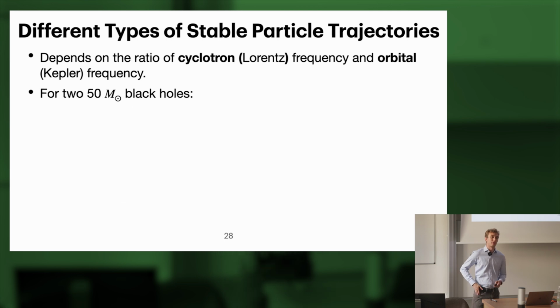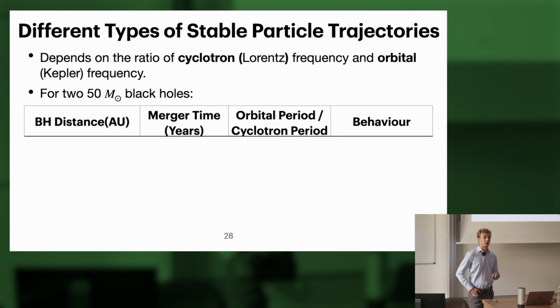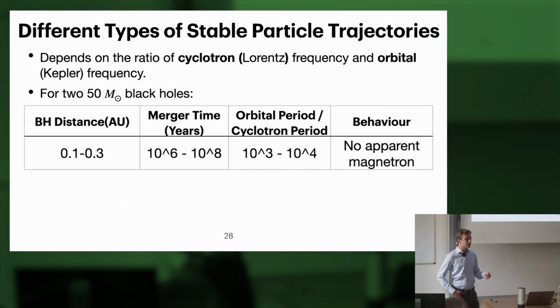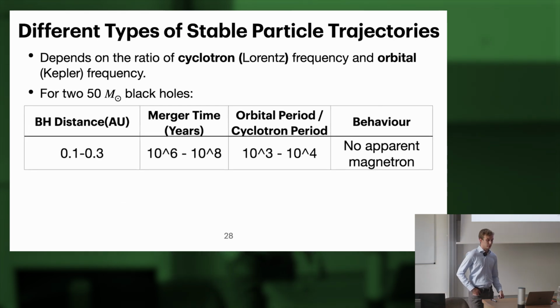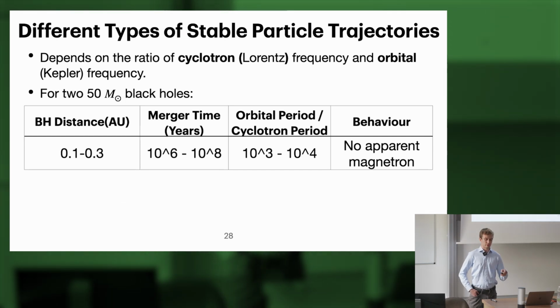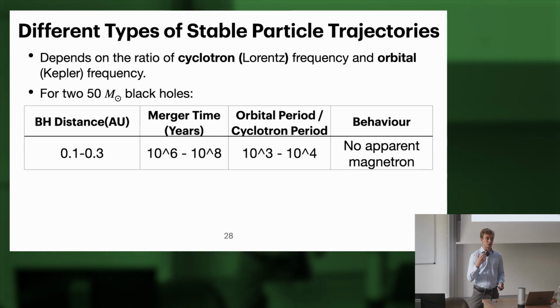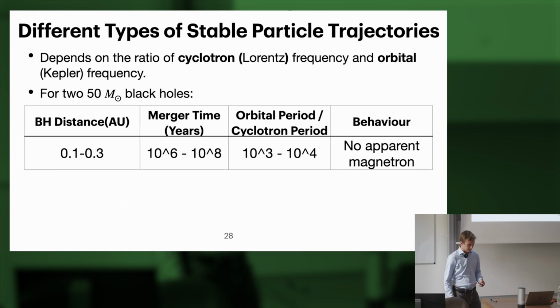So for 250 solar mass black holes, if we make a table of black hole distance, merger time, orbital period, and what kind of behavior we will expect, and these are all details about the motions of a particle in a gravitational Penning trap: at around 1/10 of an AU, the black holes will have a merger time of 10 million to 100 million years, and an orbital period to cyclotron period ratio of 1,000 to 10,000. And in this case, we do not see any apparent magnetron behavior. We just see an apparent F cross B drift, more like the first picture you have seen.